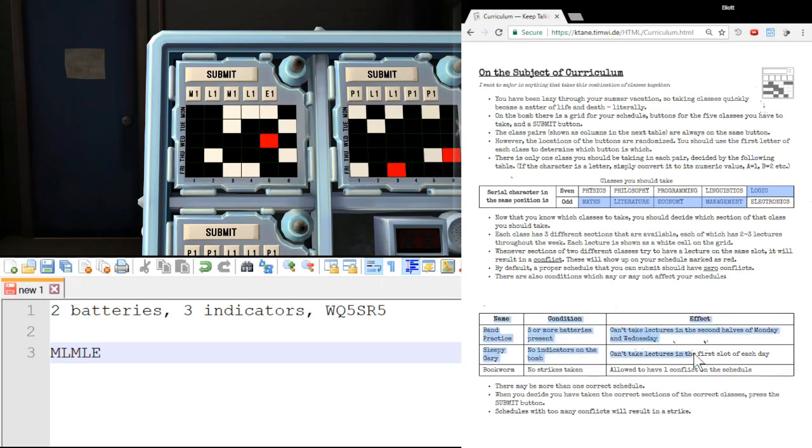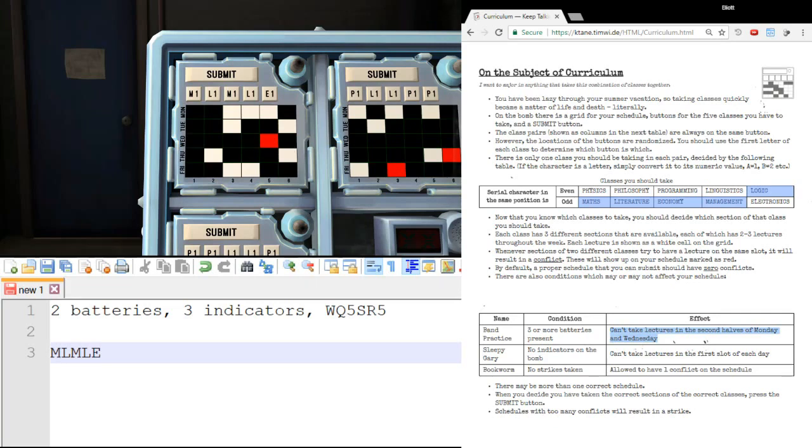They also have to look at these 3 special conditions. After you do this just a couple times, you'll remember these conditions. You have band practice. That's when you have 3+ batteries. In that case, you cannot use the second half of Monday or Wednesday. So these 3 slots here and these 3 slots here must be blank.